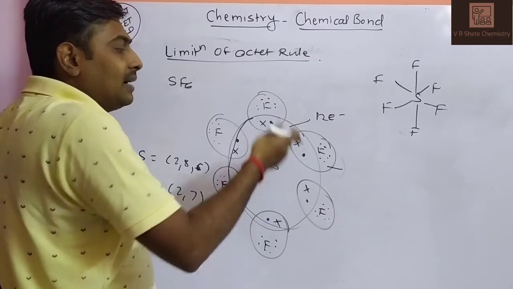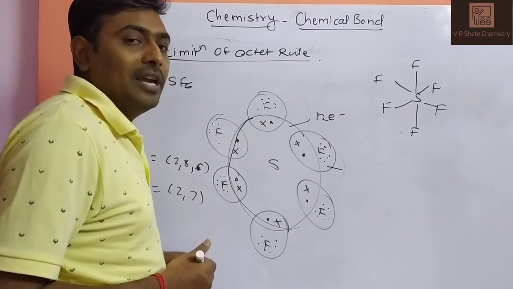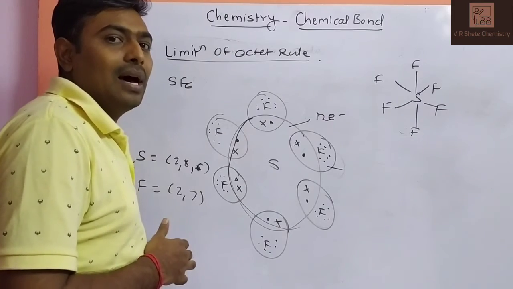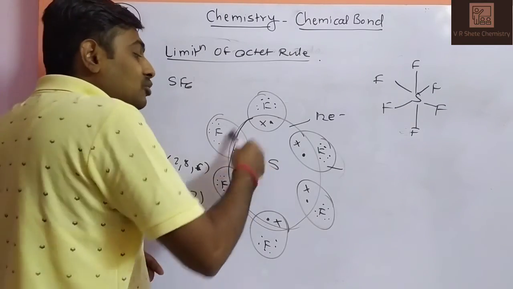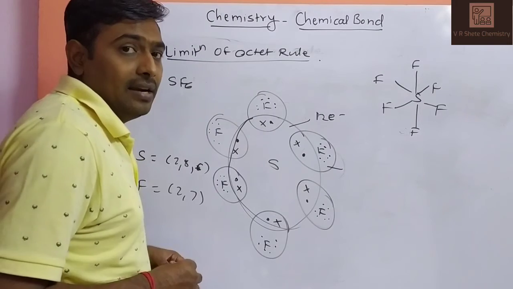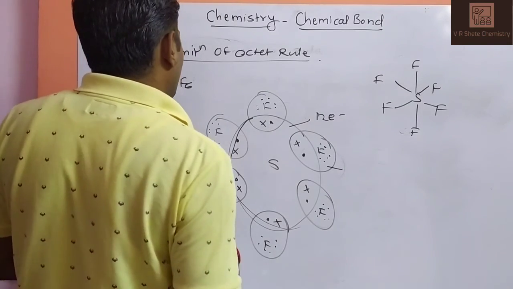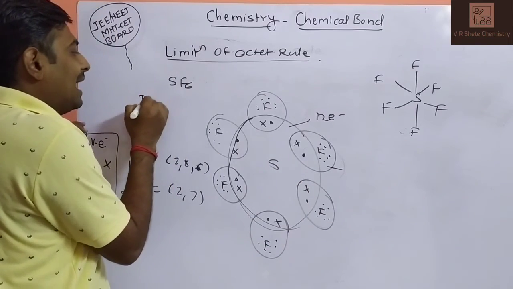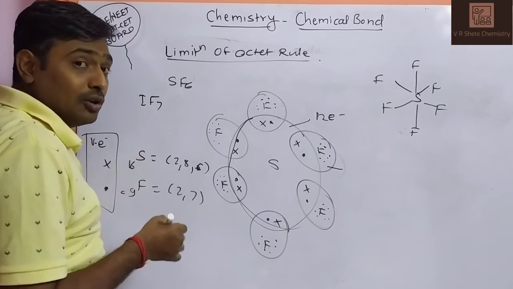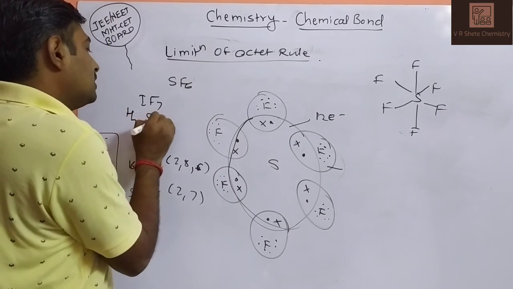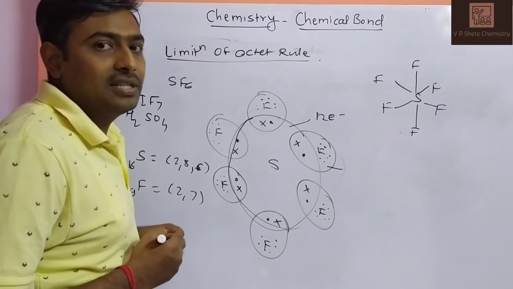It means the central atom is unable to show octet, but the periphery atoms are completed with their octet. The central atom shows expanded octet state. So this is an example of expanded octet state of a molecule. One more example, that is IF7. This is also an example of expanded octet state. Then H2SO4 is also an example of expanded octet state.